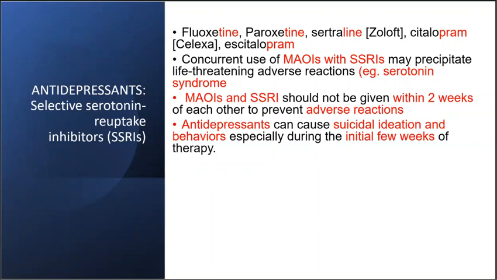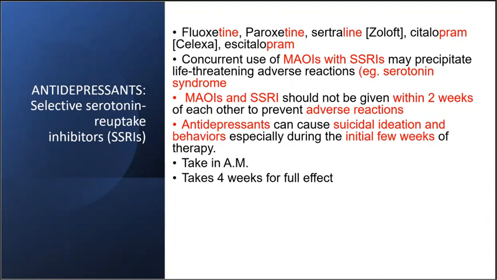Again, for the NCLEX, you need to remember that antidepressants can cause suicidal ideation and behaviors, especially during the initial few weeks of therapy. So in that initial few weeks that we just commenced antidepressants, you need to watch out for suicidal ideation and suicidal behavior in your patient. For example, they start telling you, don't worry, by tomorrow, everything will be fine, but they start giving away their prized possessions. You want to start suspecting if it's because of that antidepressant that they were commenced on. So again, with antidepressants, like our SSRIs, we want to give them in the morning.